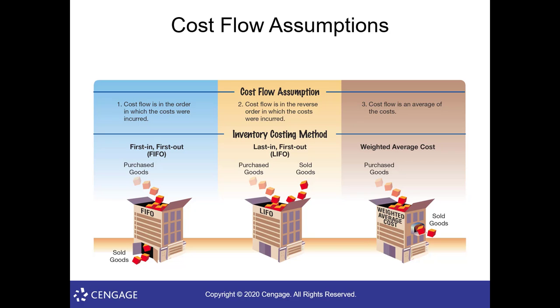So as the new gas comes in, the tanker truck pumps it into that tank and it gets all mixed up together. So when you buy a gallon of gas, you're buying a little bit from the most recent delivery, but you're also buying a little bit from a delivery possibly a year ago, all mixed in together. So those are the various cost flow assumptions.